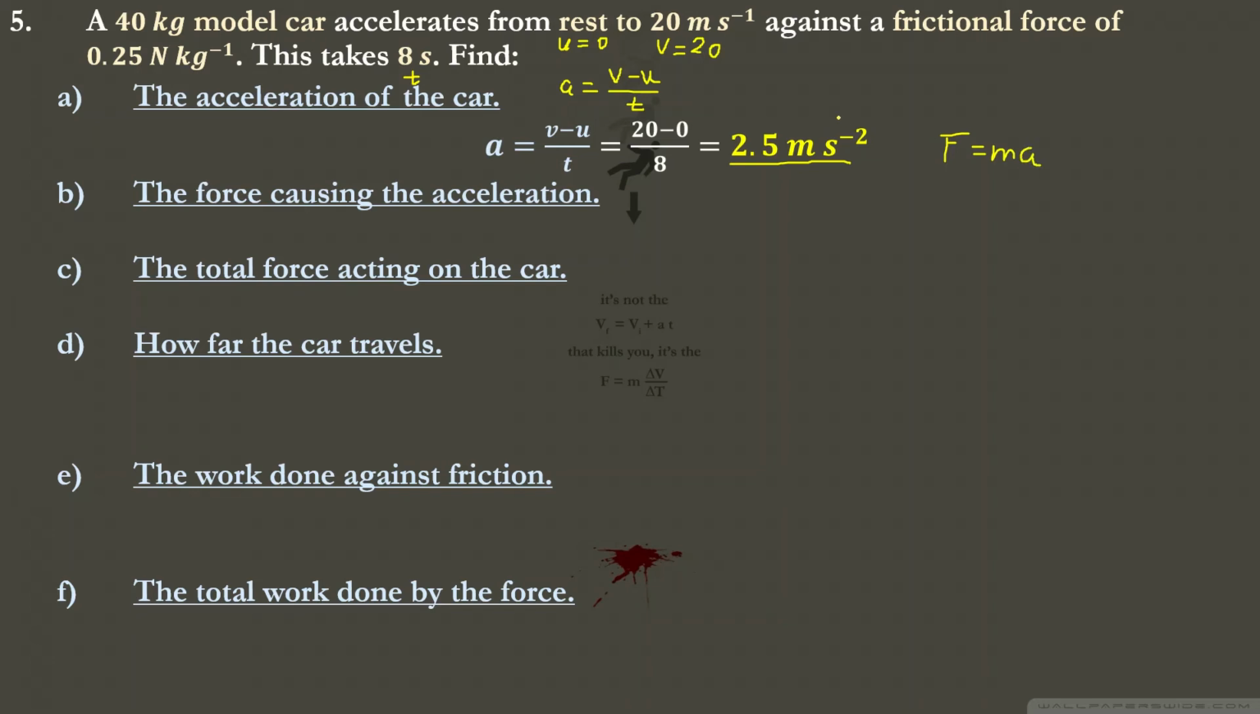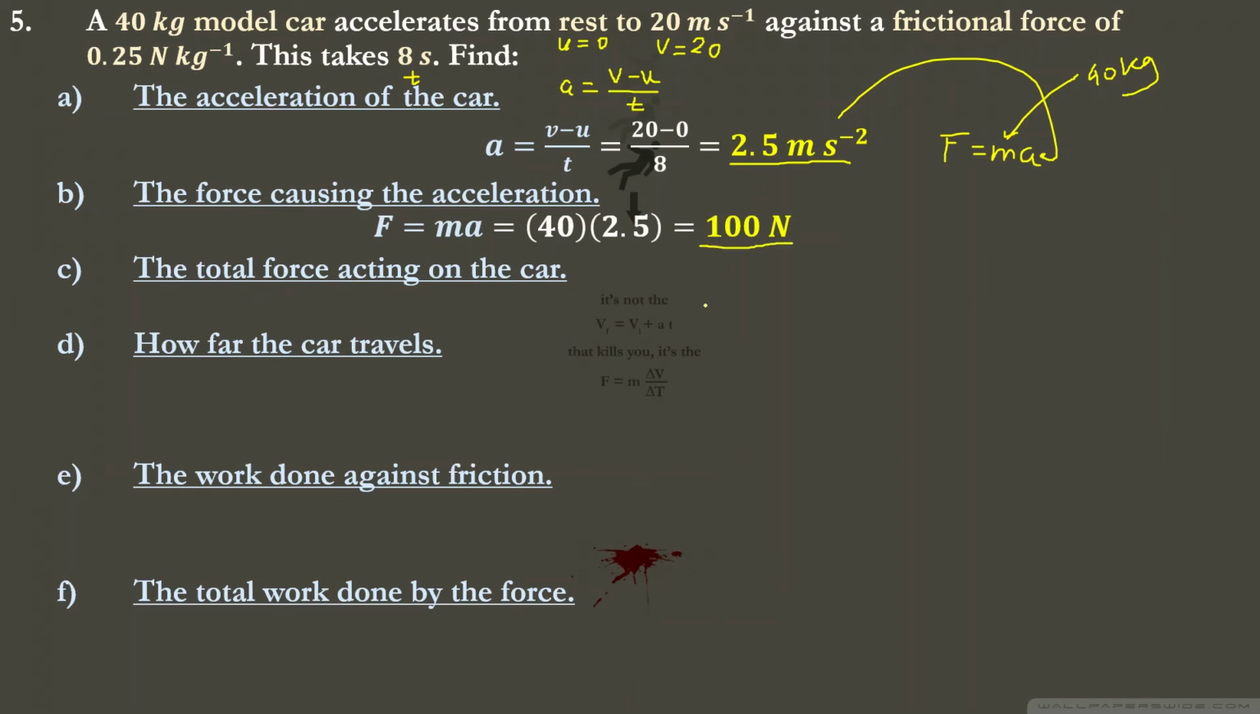Okay, so we already know what the acceleration is here. We know that the mass is 40 kilograms. So if I substitute these numbers into my calculator, I'll work it out as the force causing the acceleration as 100 newtons.